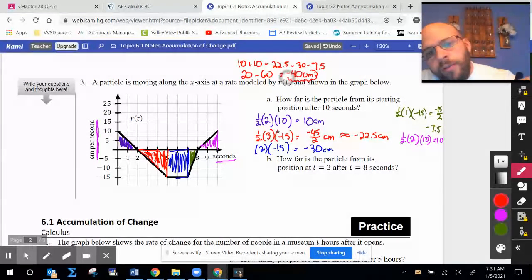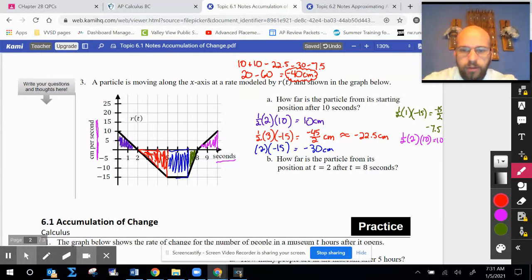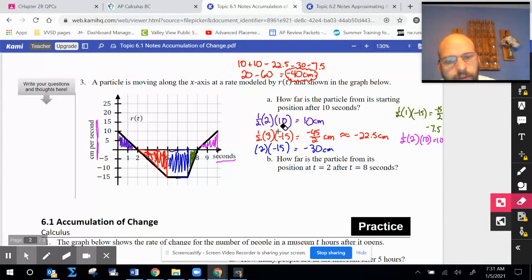So how far did it travel? Well, it traveled 40 centimeters in the negative direction. So if question 3 says it's moving along the x-axis, I traveled 40 centimeters to the left, is basically what it's saying. How far is the particle from its position at t equals 2 after 8 seconds? So what I want to do for part B, I'm just going to go back.